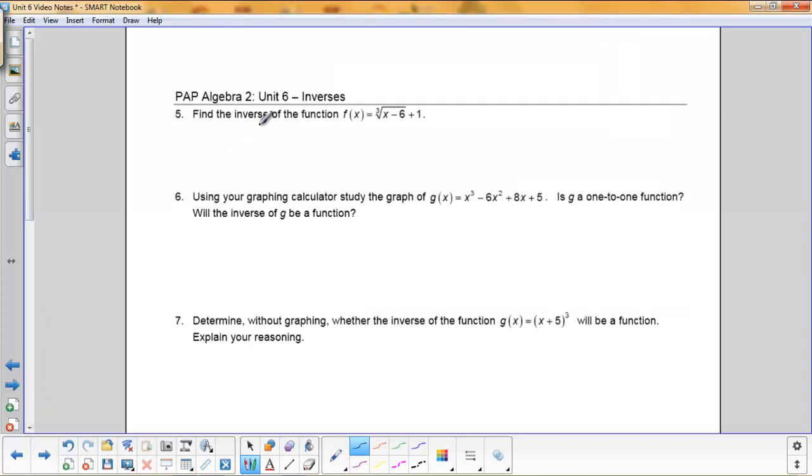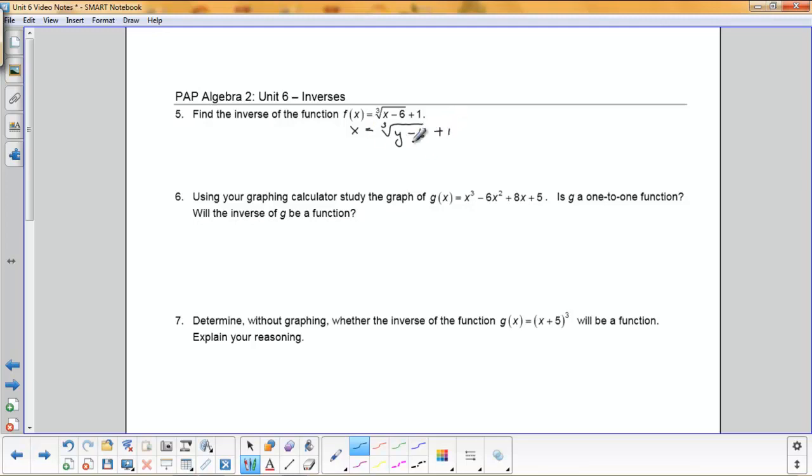All right. Question number 5 is where we're going to begin today. We're going to start by finding the inverse of these functions. This process should be fairly familiar to you by now because this will be the third time that we've actually utilized this process.